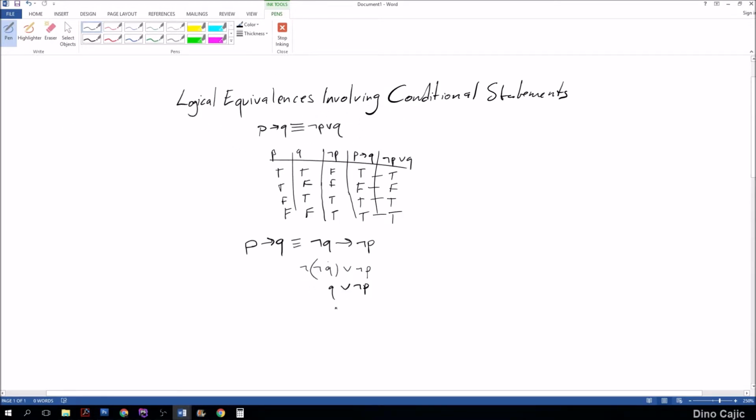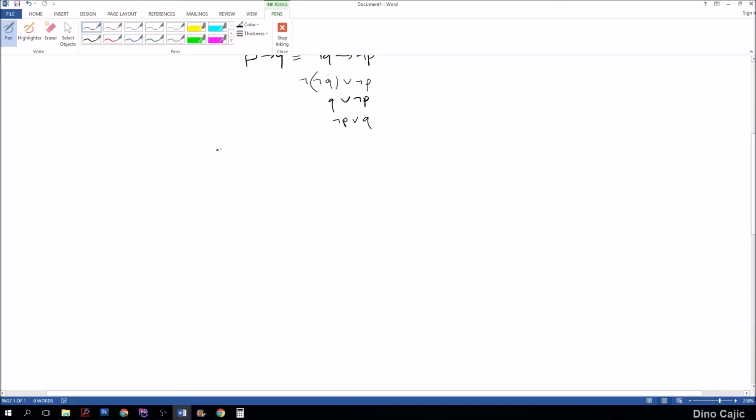Remember our commutative law? We could swap this to not P or Q. Same exact thing. Next one we're going to look at is P or Q. Well, that's equivalent to not P implies Q. Sometimes the situation arises where you've got to go from pure P or Q to not P implies Q, but most of the time you just want to recognize that this equals this.